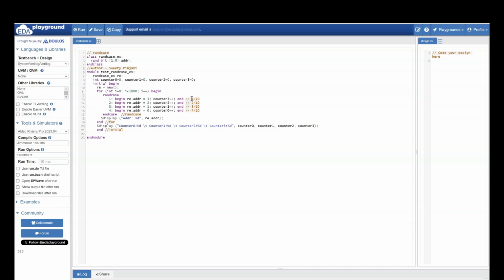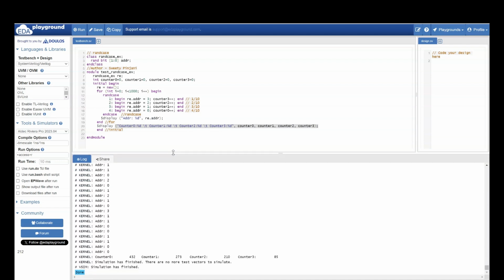So your weight of this item is 1 divided by 10. Weight of this item is 2 divided by 10. Weight of this item is 3 divided by 10. And weight of this particular item was 4 divided by 10. With this probability, your values are going to get generated. I am displaying the address each time it is generated, and finally at the end, I am also displaying the counter. Now, I have already run it.